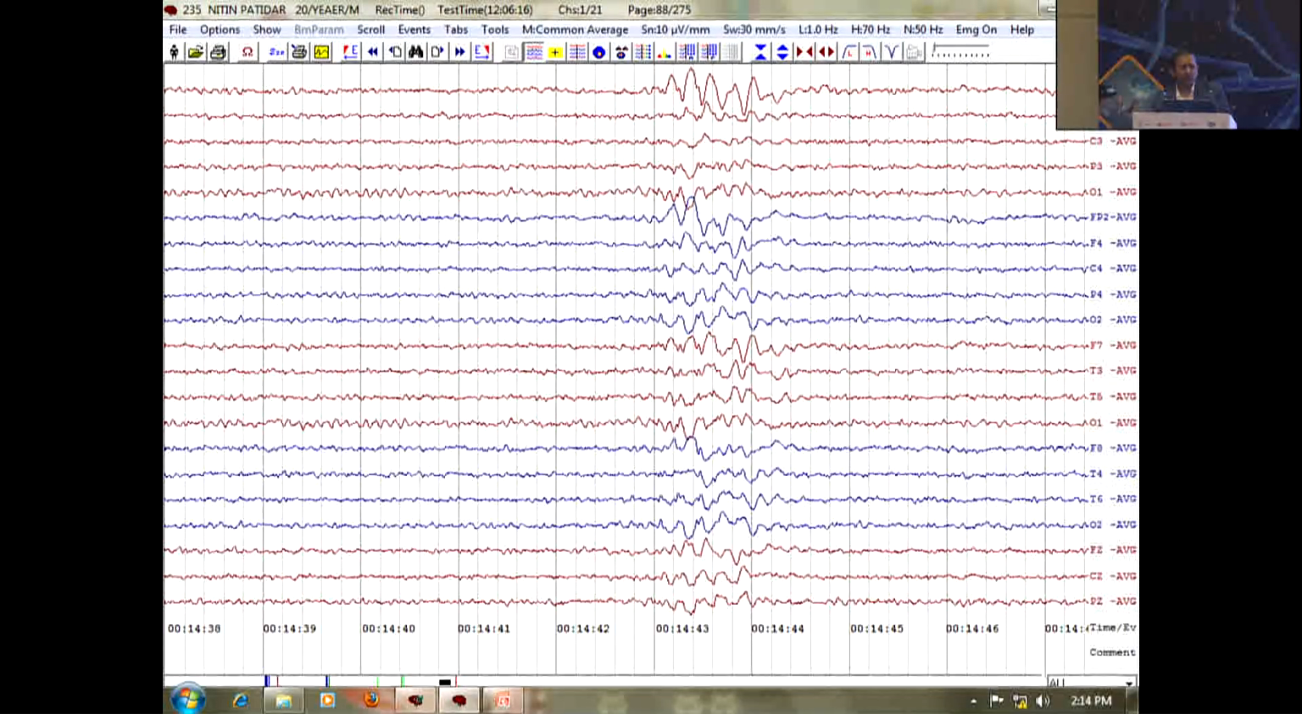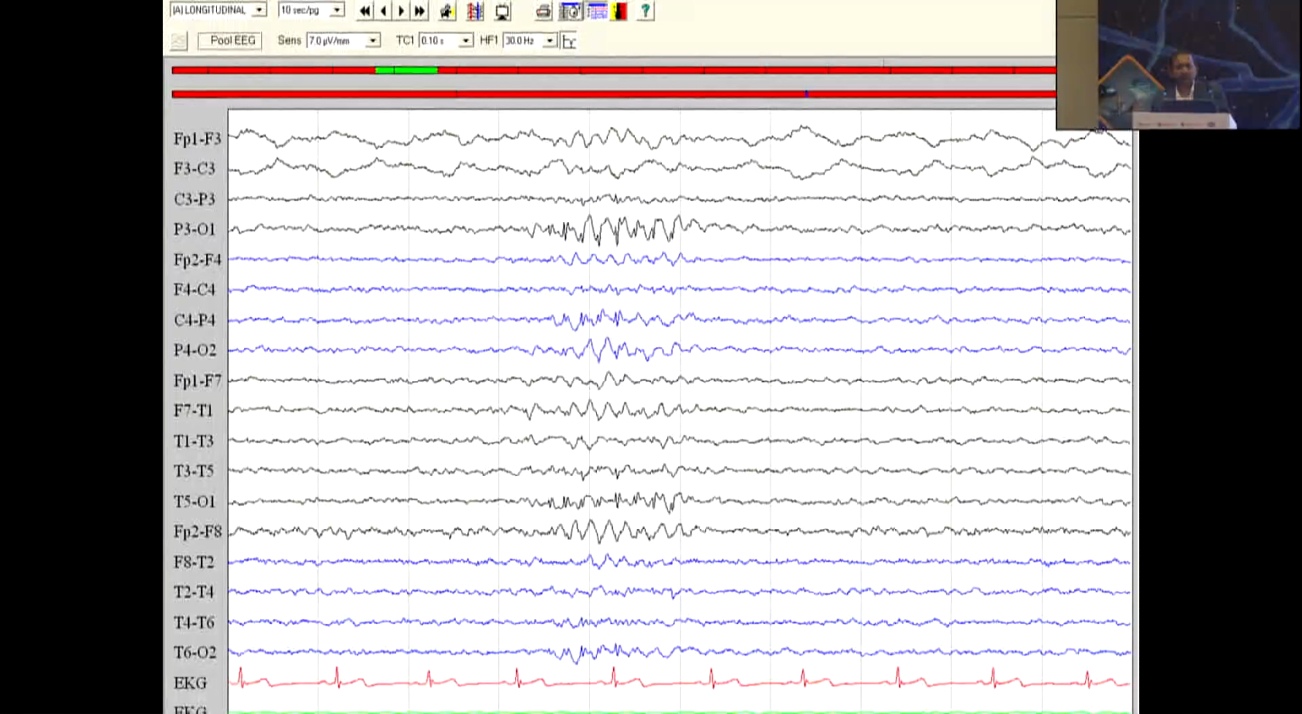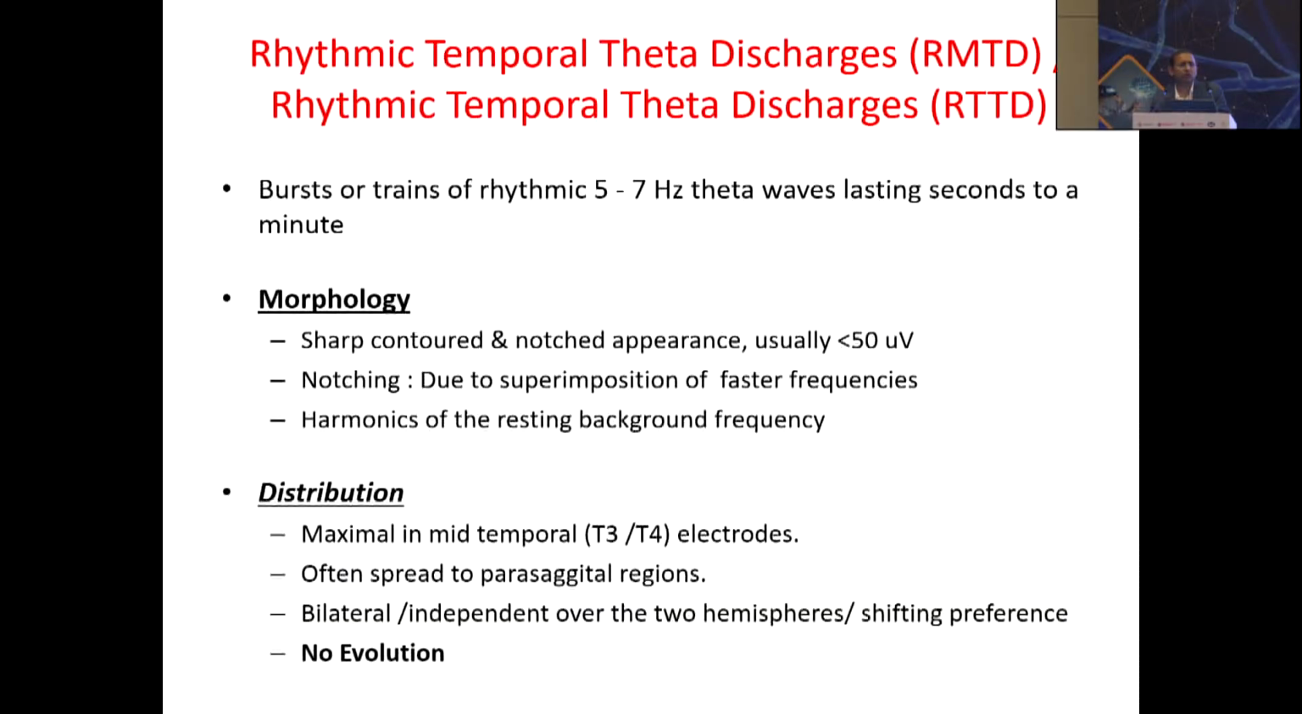So one example of anterior dominant 6 Hertz activity: wake, high amplitude, anterior, male. Another example, you see this beautiful 6 Hertz activity with a very tiny spike and a high slow wave. Posterior dominant one, smaller amplitude in the posterior region, known as FOLD.